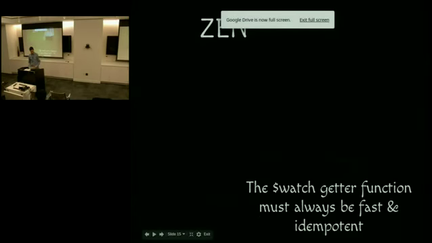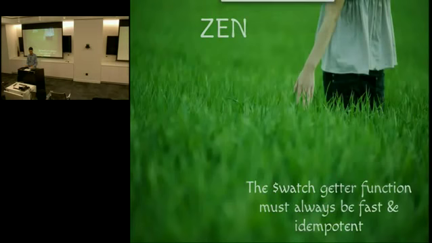All right. Next moment of Zen. The watch getter function must always be fast and idempotent. So what idempotent means, if anybody doesn't know, is that you can keep applying it over and over again without actually changing anything. So watches are called very frequently by Angular, and because of this, they really need to be fast. If they're not fast, your application is going to start to hang as you have more and more watches.